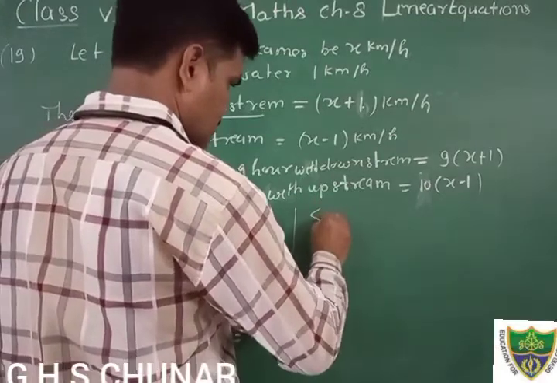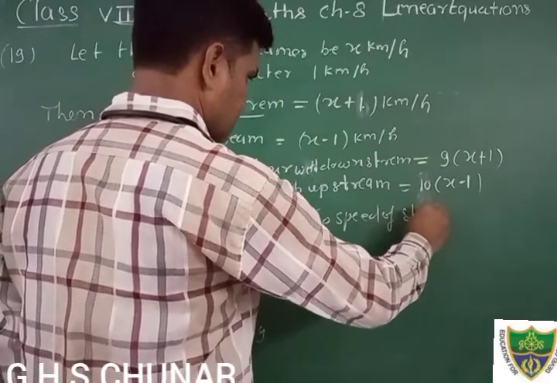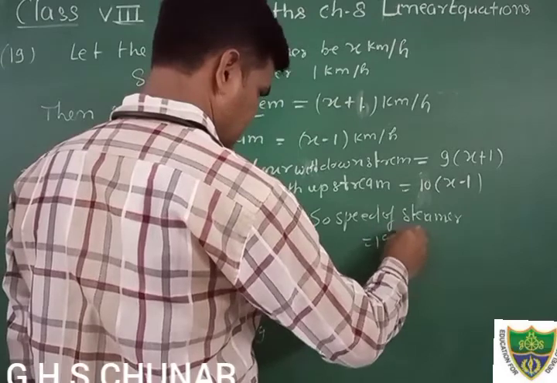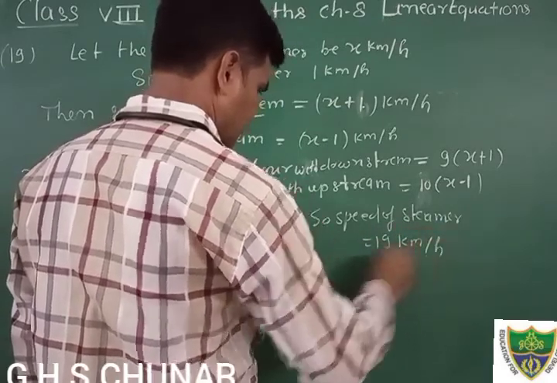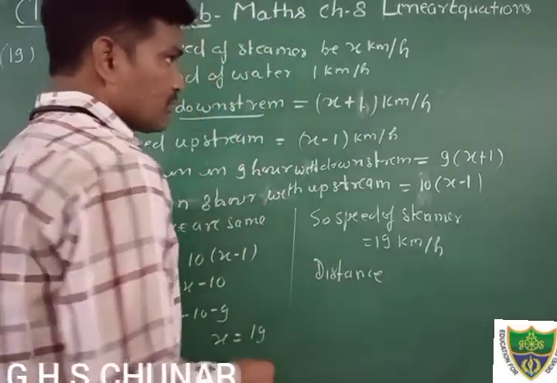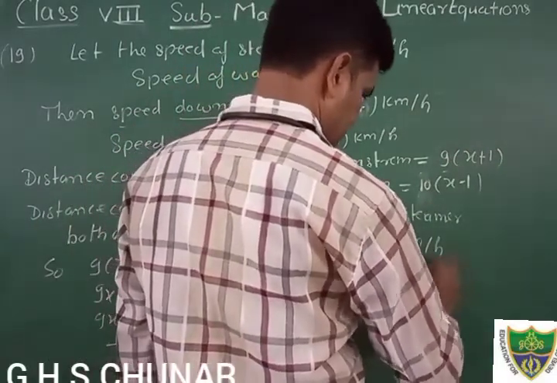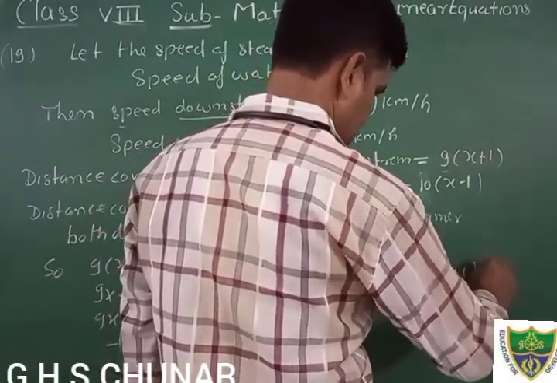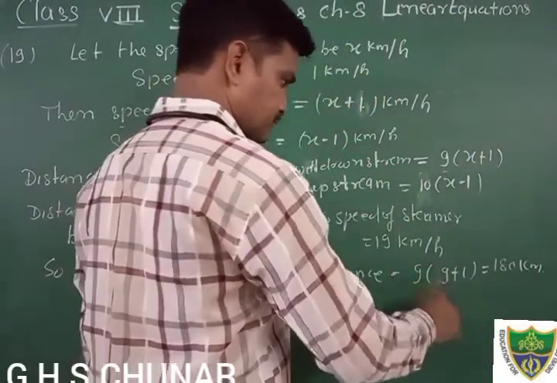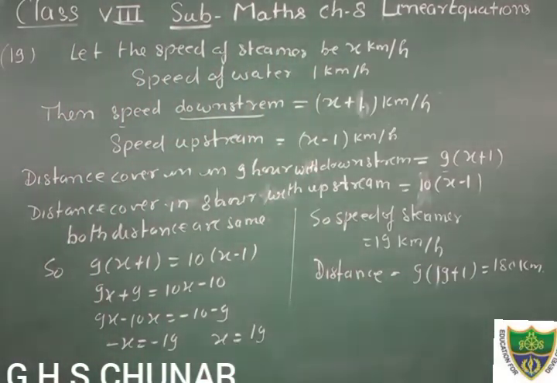So speed of steamer is 19 km per hour, and distance, when you put the value here, that is 9 into (19 + 1), that is 180 km. Okay. Note it.